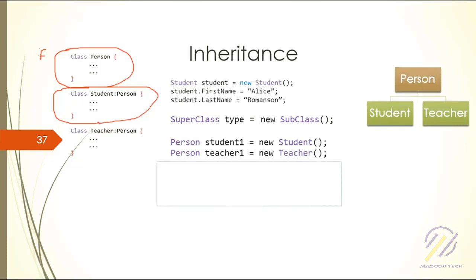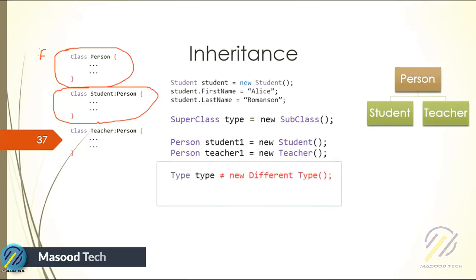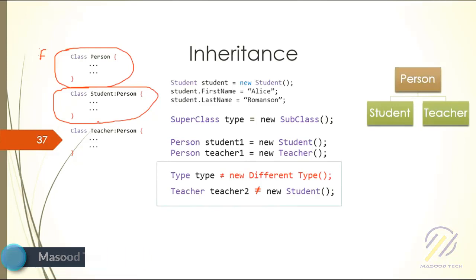But if the types are not the same, let's say that you want to create a teacher object from a student class, you will fail. And it's also vice versa. If you try to create a student object from a teacher class, you will also fail.